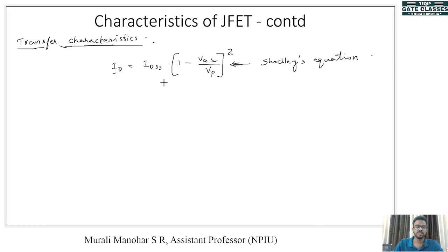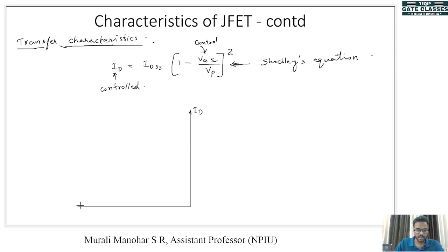Now this is the equation between the control variable and the controlled variable, because the control variable is VGS and controlled variable is ID. So the transfer characteristics is a graph that shows this relation, and that graph looks like this. You get this graph for negative values of VGS. So here we have ID and here we have VGS.